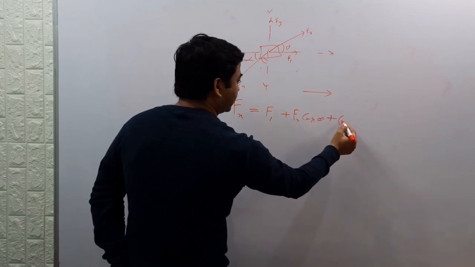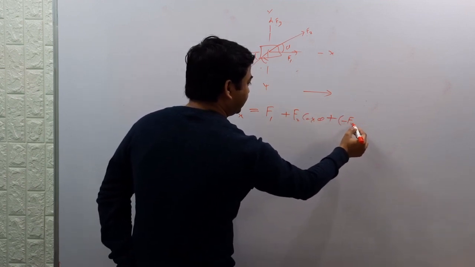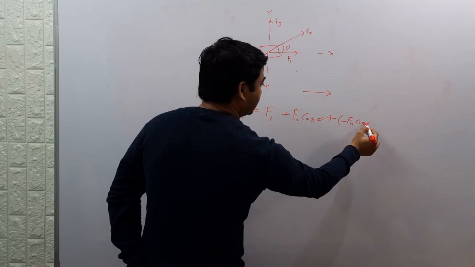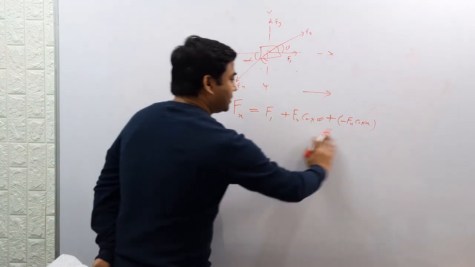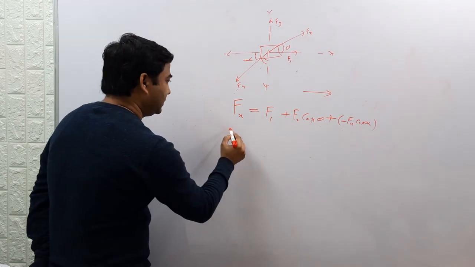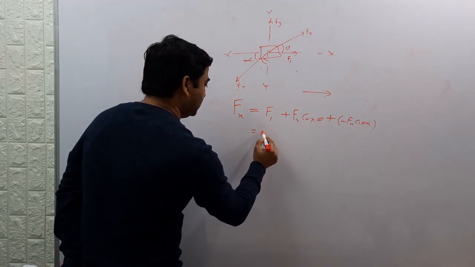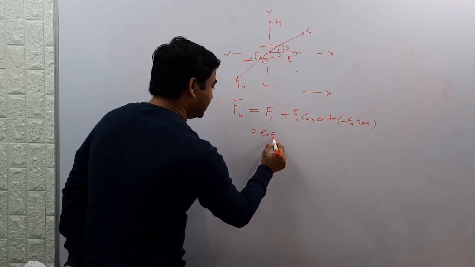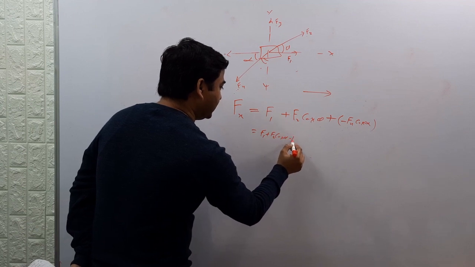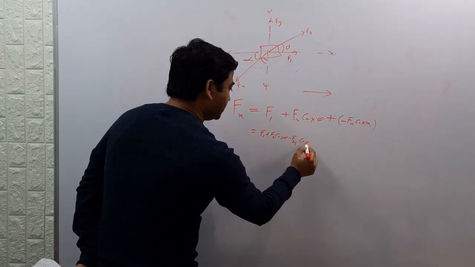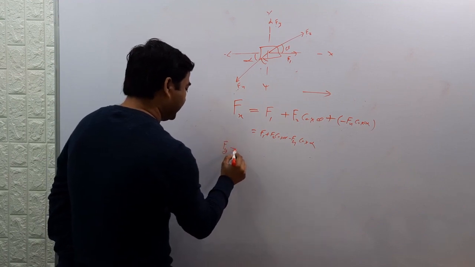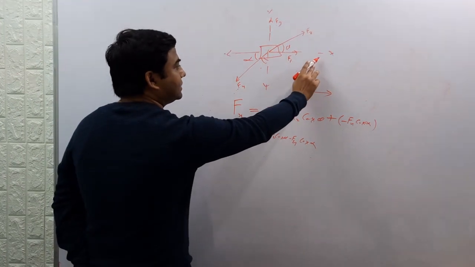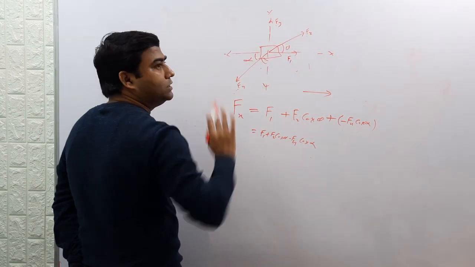So the F4 x component will be minus F4 cos alpha. So this is the x component of all forces, and this will come to F1 plus F2 cos theta minus F4 cos alpha. Similarly, in the y direction, Fy, the y component of F1 will be 0.